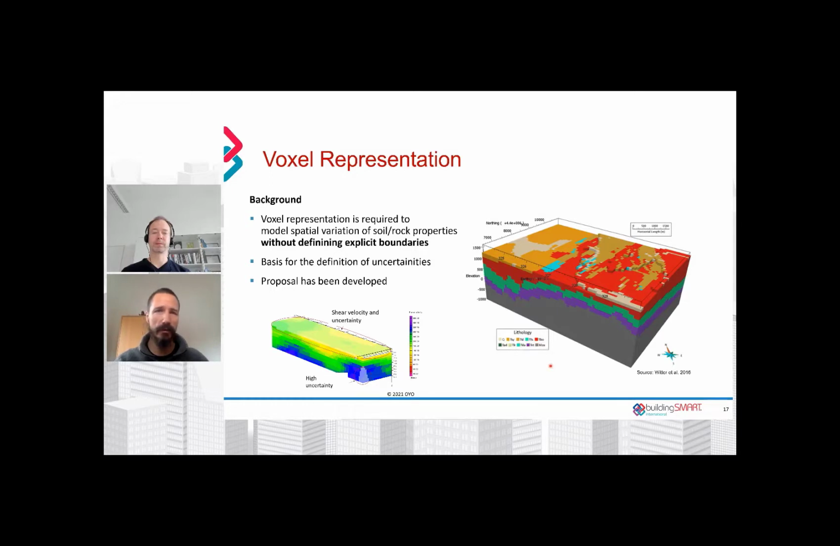So what is a voxel representation? It's basically a set of small, typically equally sized boxes that are grouped together, like Legos, and that results in a 3D representation.